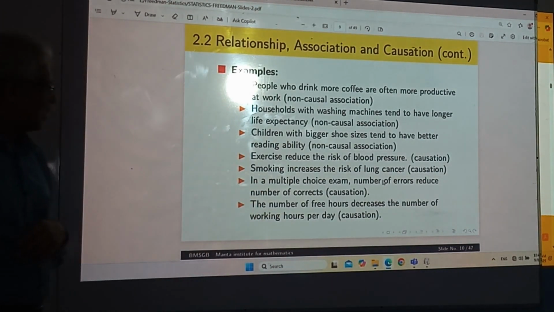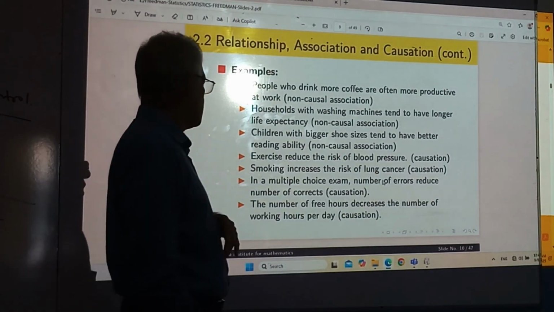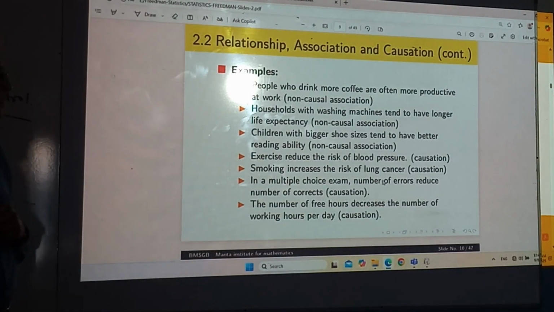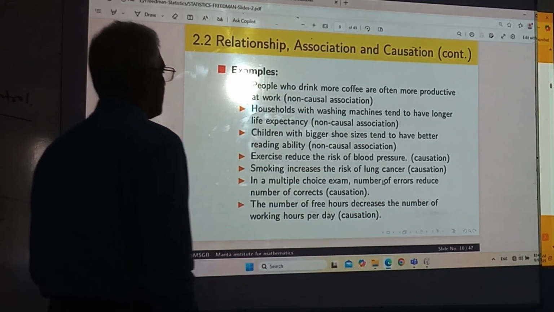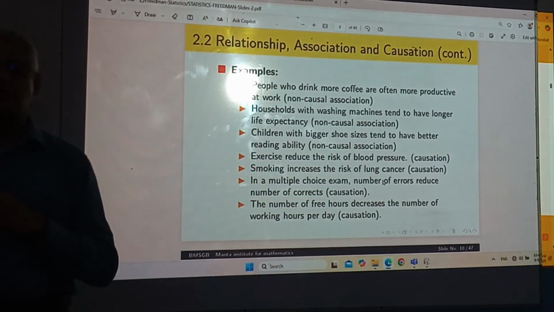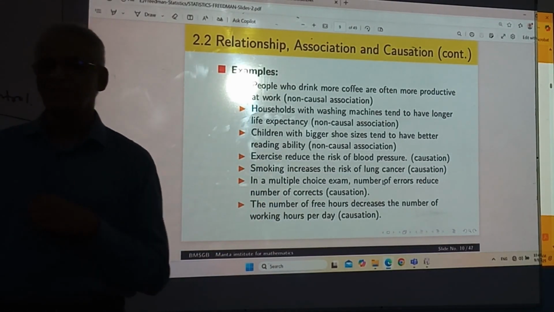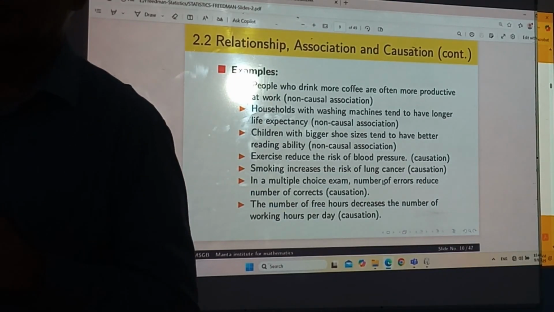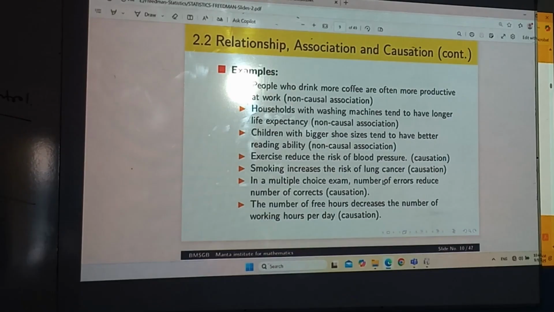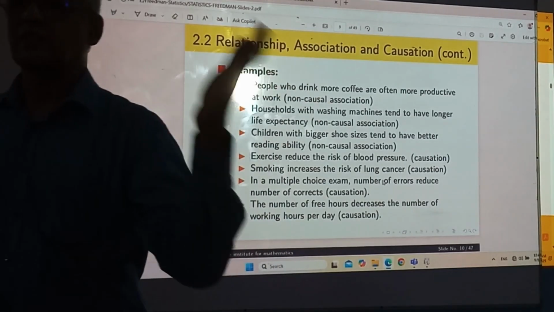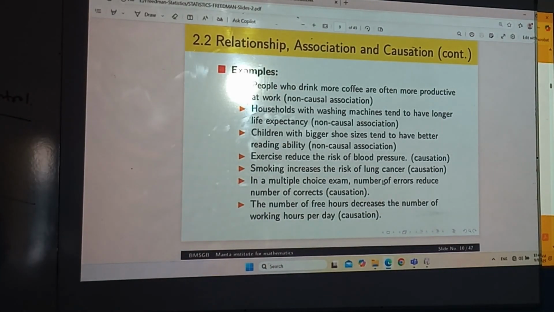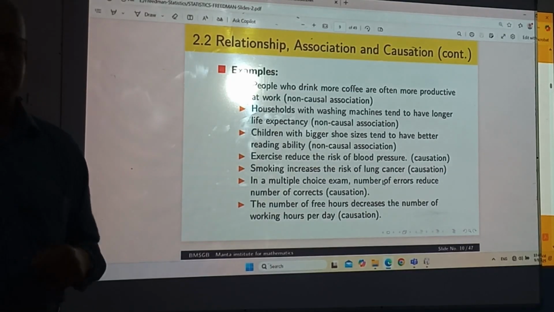now this one: in a multiple choice exam, the number of errors is reduced when the number of corrects increases. Right? When the number of corrects increases, the number of wrongs goes down. What kind of association is that? It's not really an association, it's not statistical. There's a relationship. For example, if you have 10 multiple choice questions and you have 6 corrects, that means you have 4 wrongs. Right? So the number of wrongs plus the number of corrects is equal to 10 always, right?